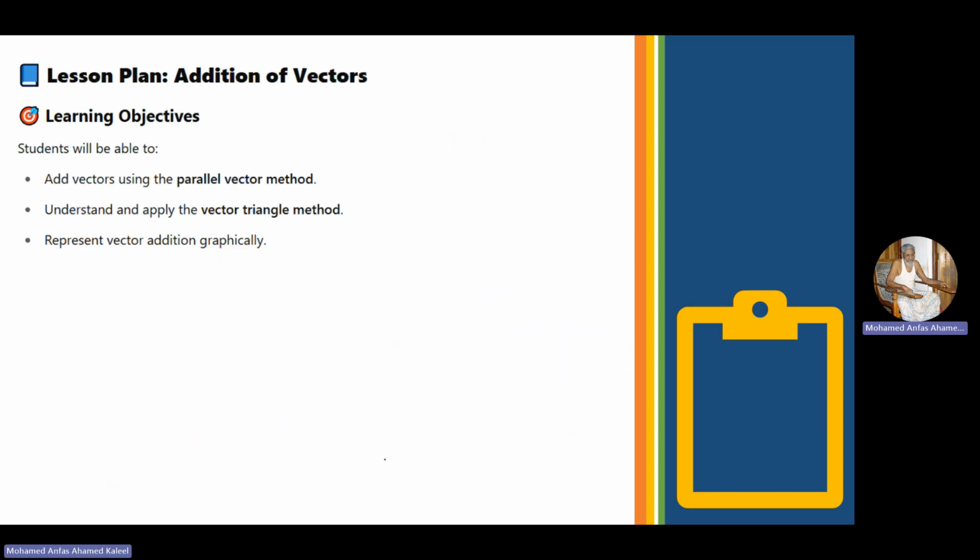Okay. The second lesson plan is addition of vectors. The learning objectives are that students can add vectors using the parallel vector method or the vector triangle method, and represent vector addition graphically.